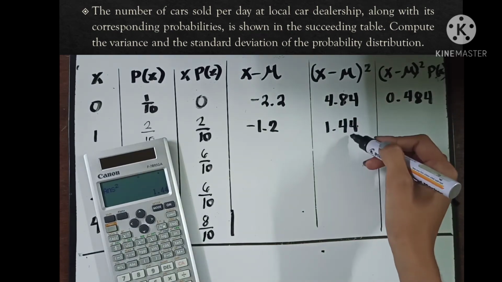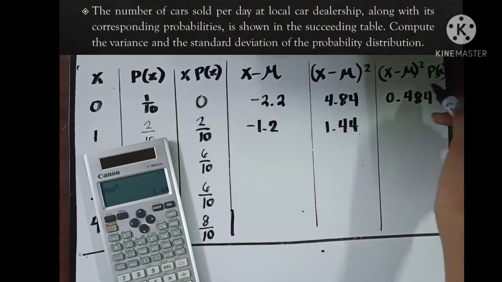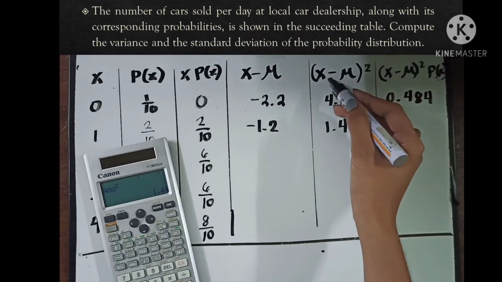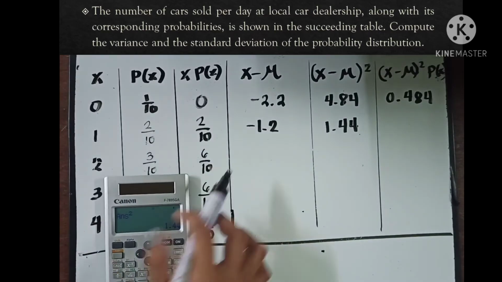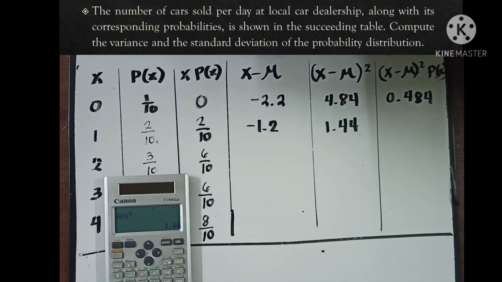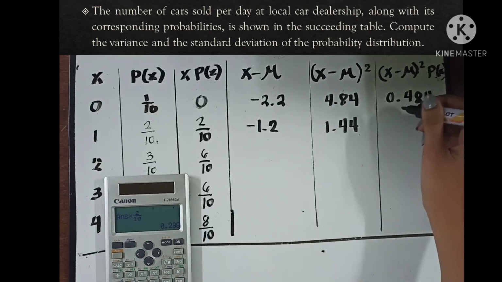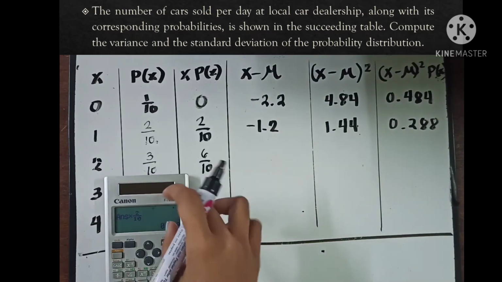Itong x minus mu squared mo, imumultiply mo lang kay p of x. Again, yung formula na sinusundan ko, itong nasa taas. Okay? So, x minus mu squared, imumultiply mo kay p of x. Ang p of x mo dito ay, ayan. So, 1.44 multiply by 2 over 10. So, answer tayo, then multiply by 2 over 10. So, the answer is 0.288.